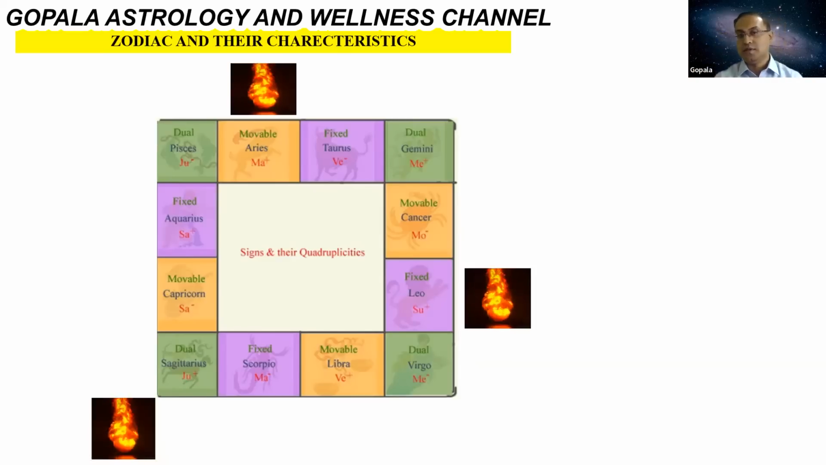Then it also signifies that the person has the idea to move abroad and things like that. Okay, so let's go back to this concept that I was just showing you here. We also have to talk about duals. Dual signs also. So movable signs, fixed signs, and dual signs. Dual signs can act both ways.